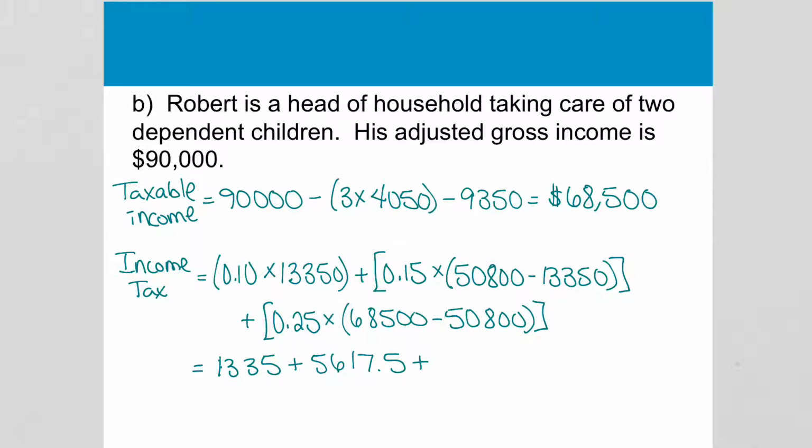Why do we subtract first? Because it's in parentheses. 4,425. So that's $11,377.50. Always rounds up to $11,378. So he's paying a little bit less because he's got dependent children.